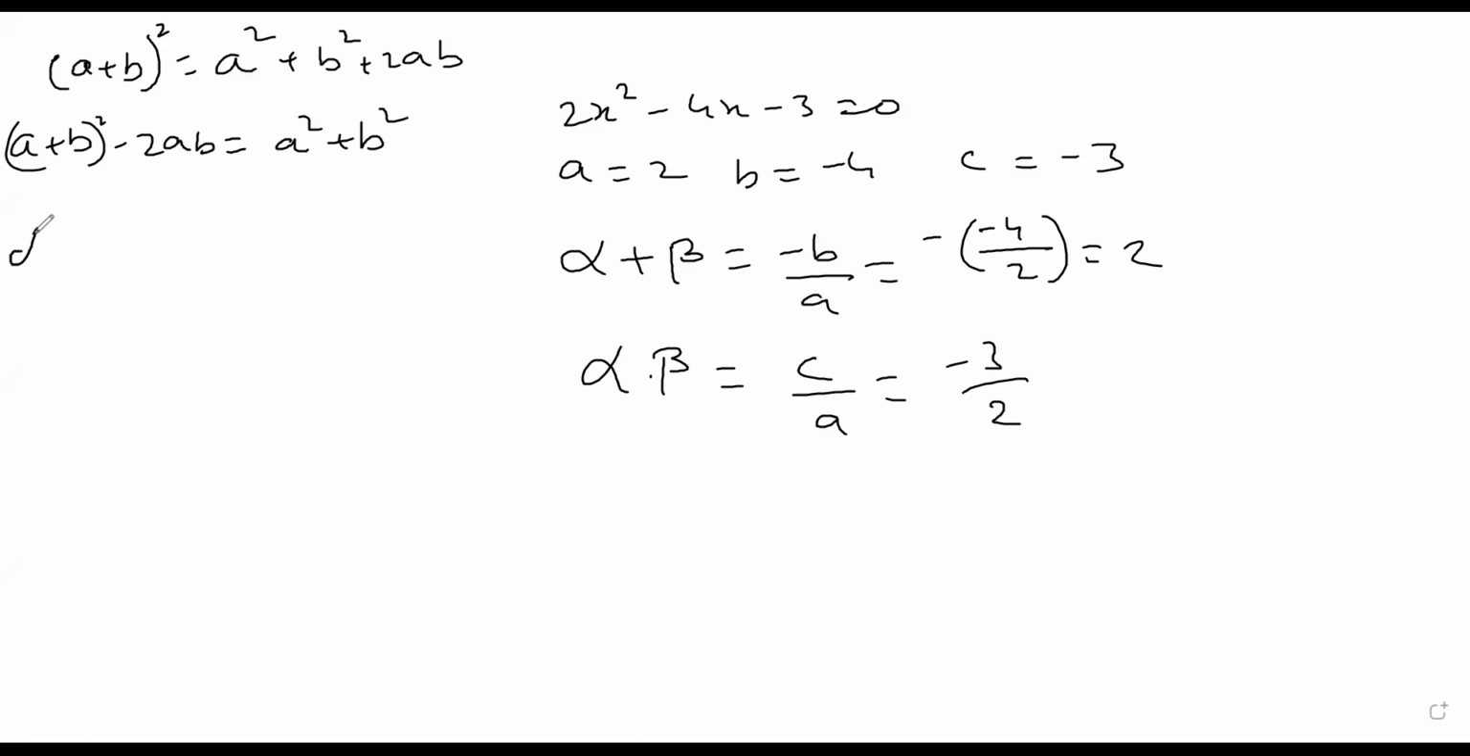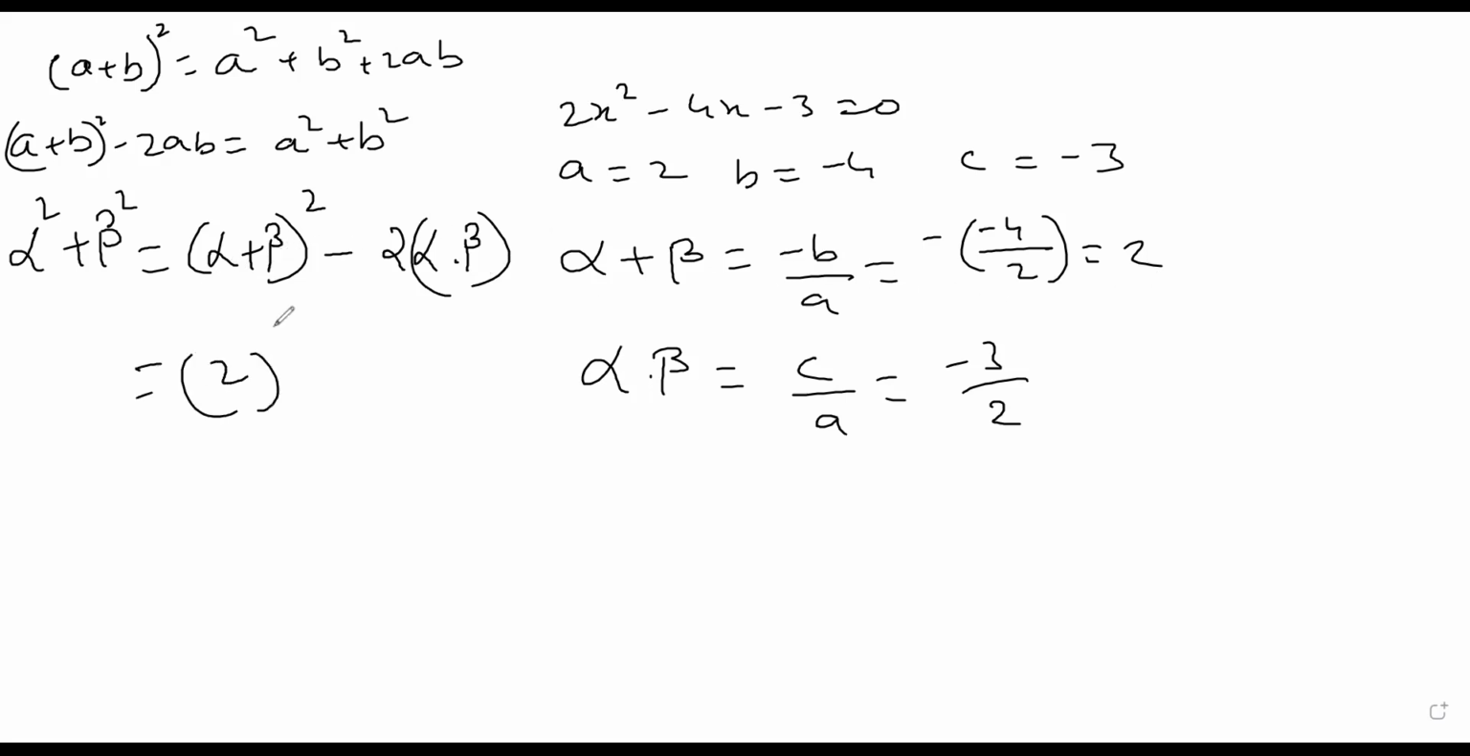Now, I want to find out alpha square plus beta square. That is (alpha plus beta) whole bracket square minus 2 into alpha beta. Now, I already have alpha plus beta. This is 2. So it is 2 square minus 2 into alpha beta, which is minus 3 by 2. The 2 cancels. This is 4 plus 3. Your answer is 7.